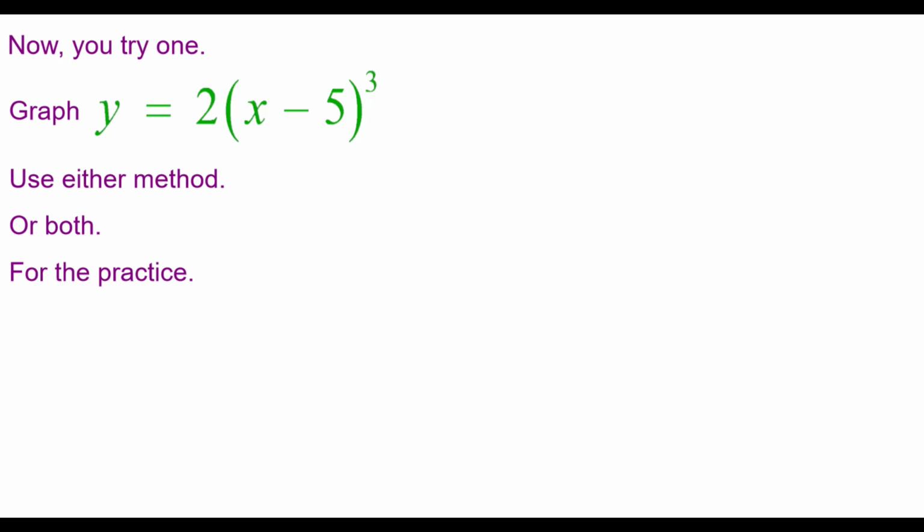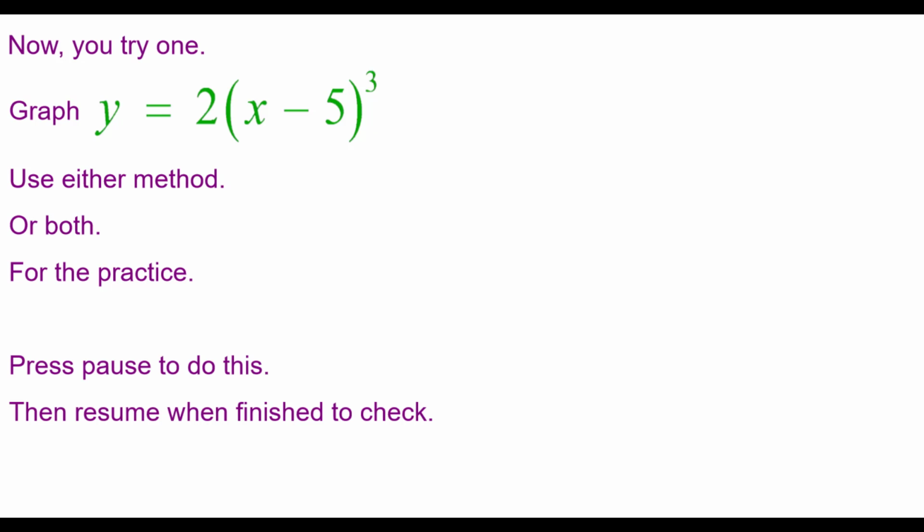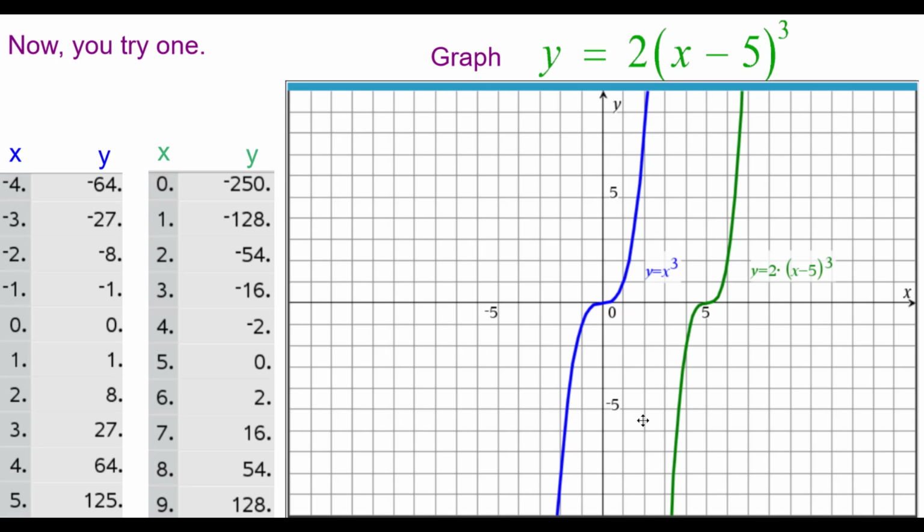Now you try one. Graph y equals 2 times the quantity of x minus 5 cubed. Use either method or both for the practice. Press pause to do this and resume when you're finished to check your answer. And here's your answer in green along with the table so that you can check your ordered pairs.